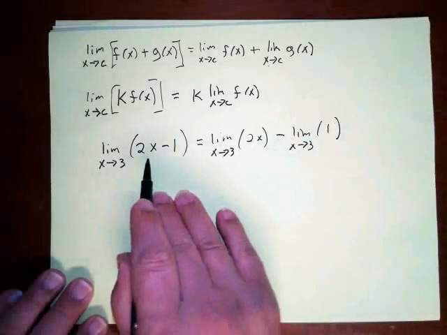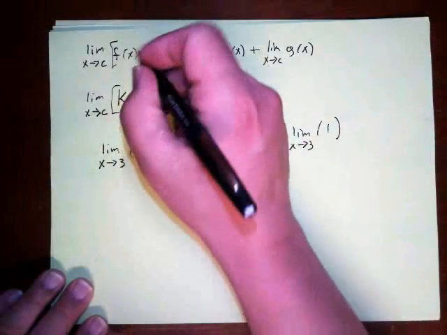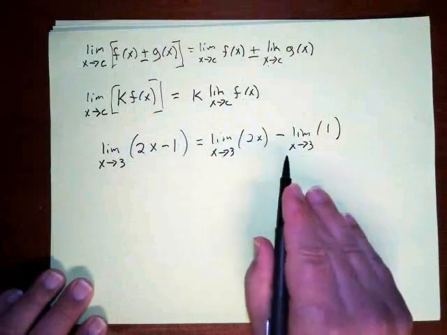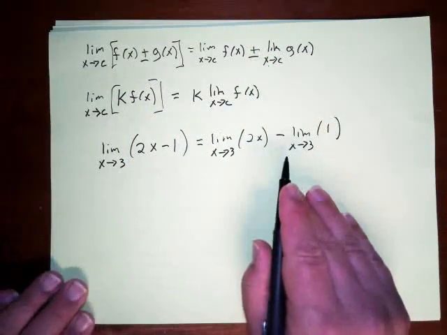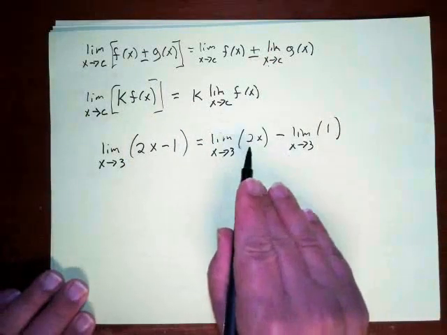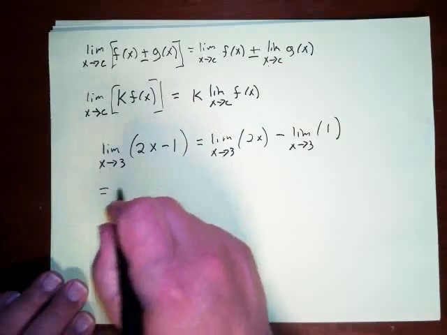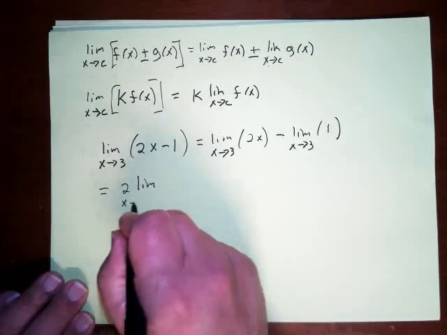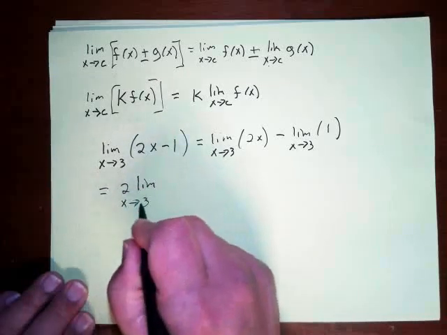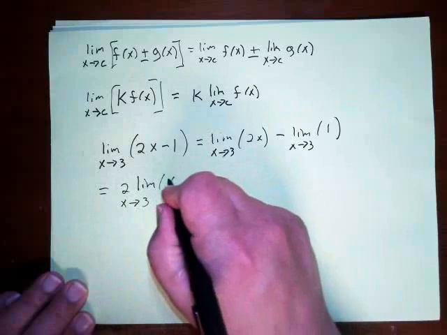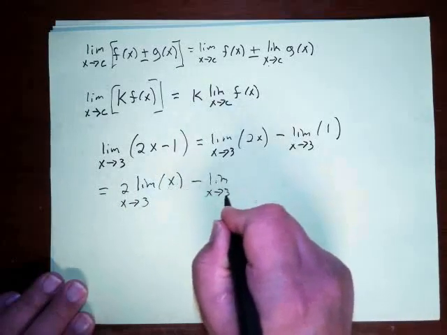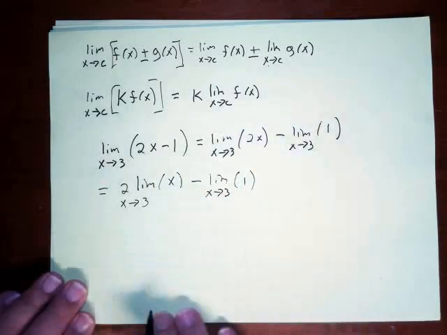And so the limit of this would work with sum and difference, actually. And so I can split this up over a difference, like this. Okay? And then this has a constant multiple, so I could pull that out, and I would get 2 times the limit as x approaches 3 of just x, right? Minus the limit as x approaches 3 of 1. And it would look like that.